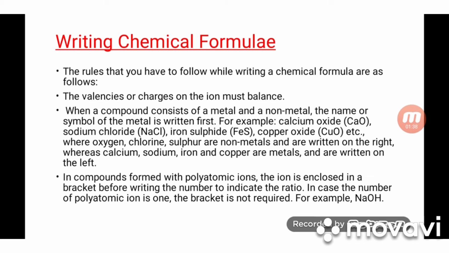In compounds formed with polyatomic ions, the ion is enclosed in a bracket before writing the number to indicate the ratio. In case the number of polyatomic ions is 1, the bracket is not required. For example, we have NaOH. Here in the given example of NaOH, the number of polyatomic ion is 1. Therefore, bracket is not required. But otherwise, it is very important that the ion is enclosed in a bracket before writing the number to indicate the ratio. Let us now move forward.